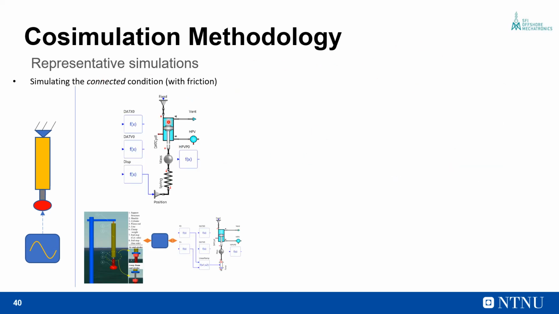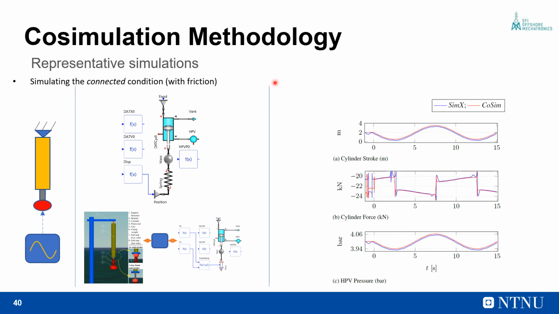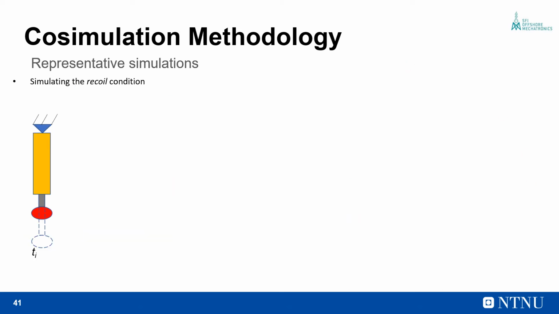We can include friction in the cylinder by specifying the friction using Stribeck curves in both the pure multiphysical case as well as for the co-simulation case. Again, looking at the results, we see that there is excellent agreement between the results.